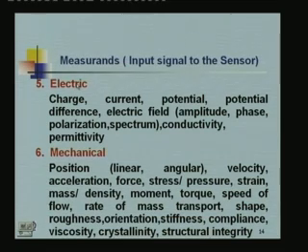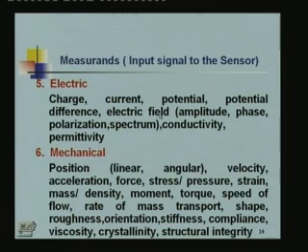So, electric means there are a lot of measurements in electrical energy. What are those measurements? Those measurements are charge, current, potential, potential difference, electric field means its amplitude, phase, polarization, spectrum. Spectrum means here frequency is also there in spectrum. Then conductivity, permittivity. Those are the different measurements in an electrical signal.